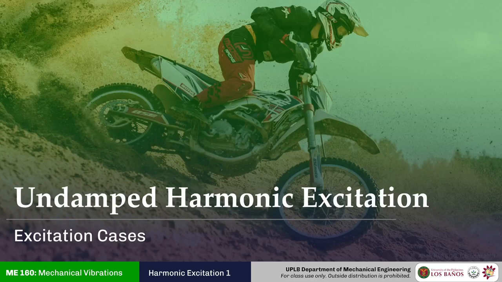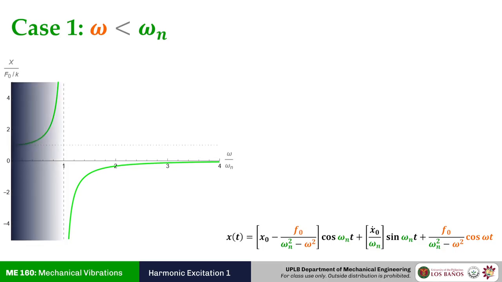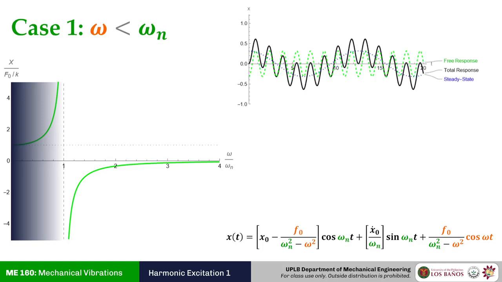All right, let's look at the excitation cases. We're going to examine each part of the graph, or rather each zone of the graph. So here is our first case. What if your forcing frequency is much less than the natural frequency? In essence, you're in the left zone. So if you're in the left zone, some things happen with the response.